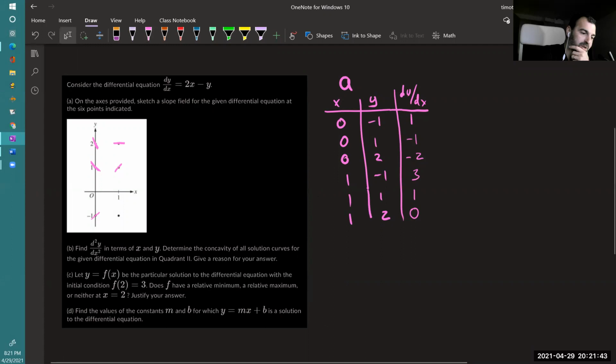And let's see, what else do we have here? 1, -1, I got a slope of 3. So it's a pretty steep slope. There it is. That one's done. All right, that's part A.